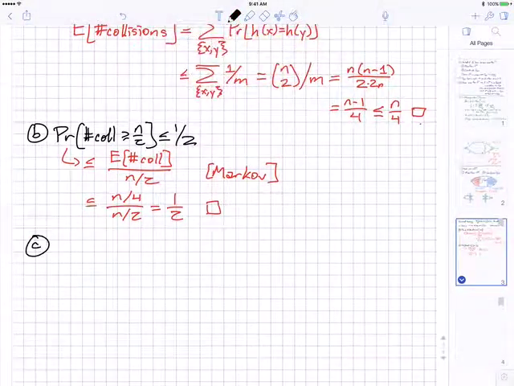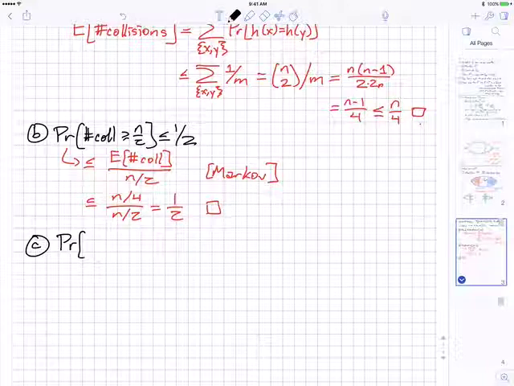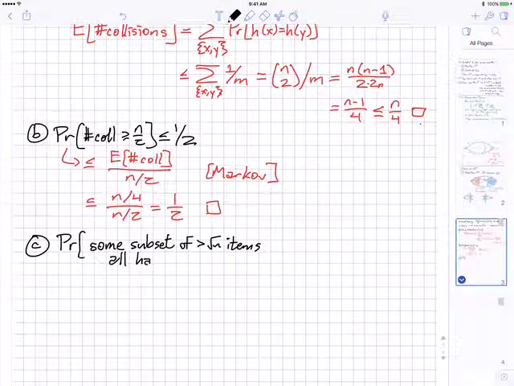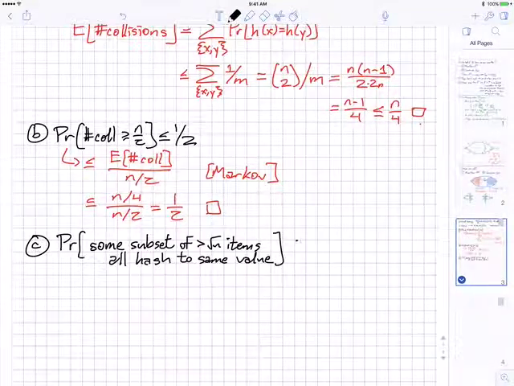Part C. Prove that the probability that some subset of more than square root n items all hash to the same value is at most 1/2.